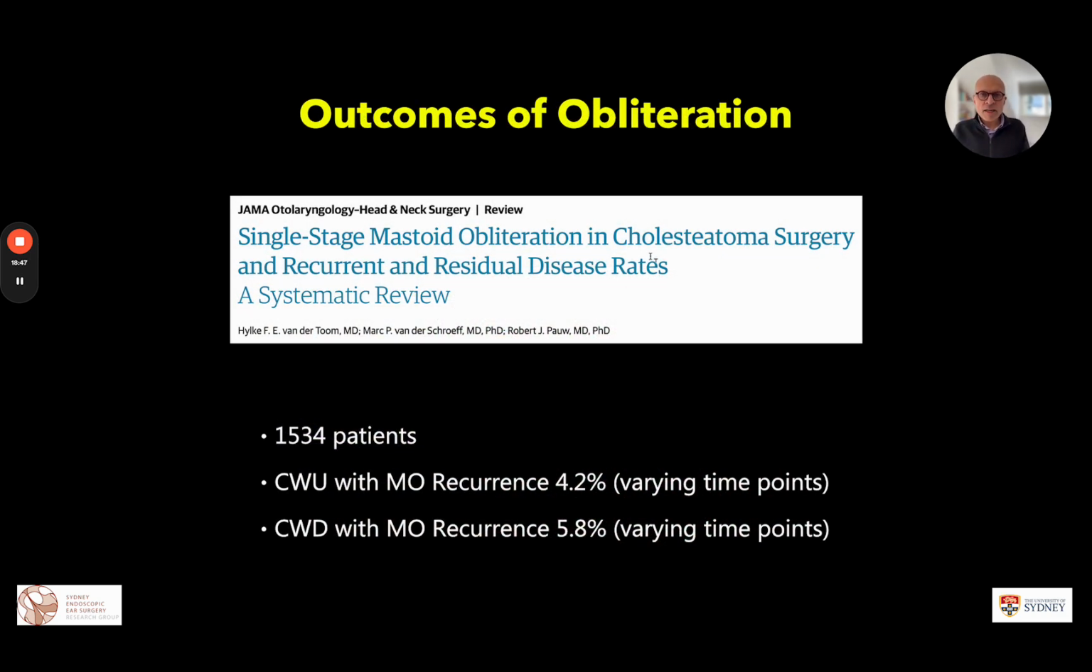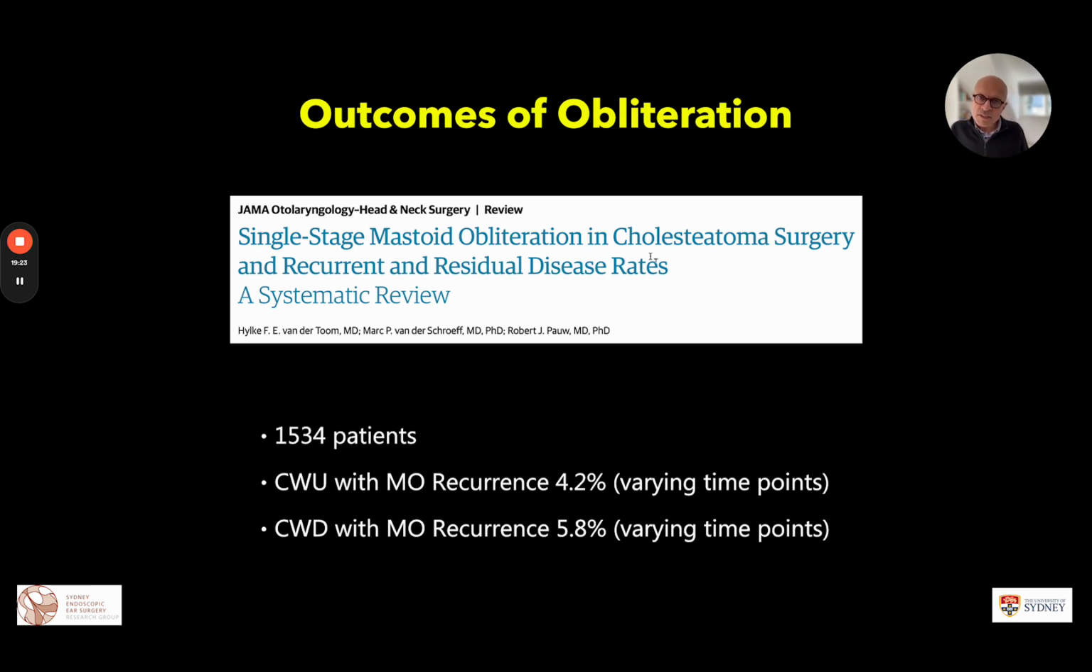So what sort of data do we have for outcomes for obliteration? And here's work from a Dutch group looking at a large systematic review of single-stage mastoid obliteration with primary attic mastoid disease, looking at recurrence and residual disease in these patients. And you can see they've got 1,534 patients in this systematic review. And if we're looking specifically at recurrence rates in canal wall up with various methods of reconstruction, including all different techniques, autologous as well as artificial, 4.7% recurrence.